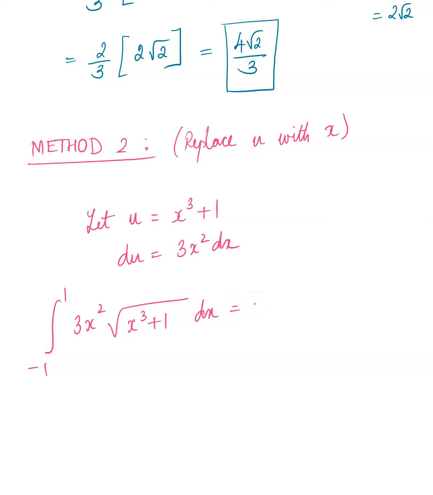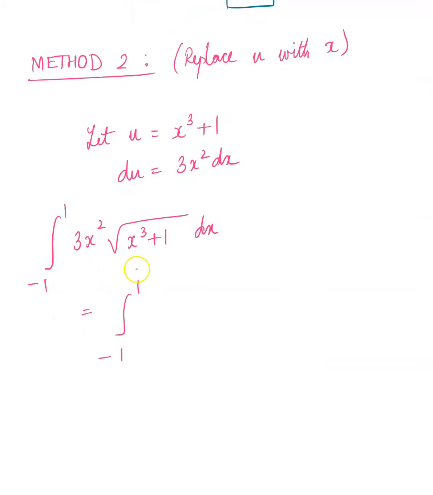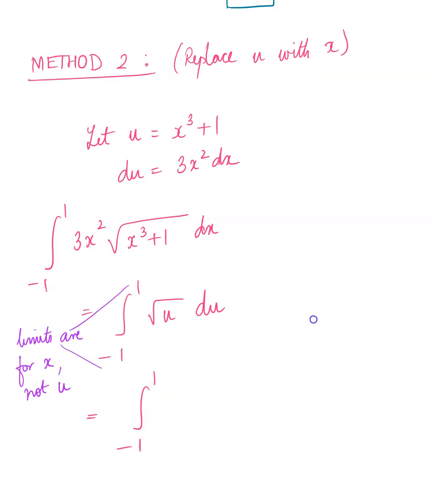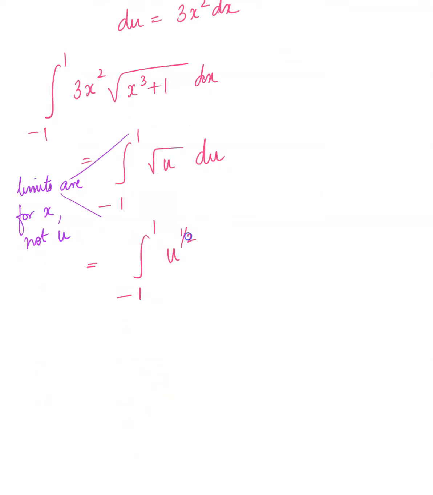Now what I'm going to do in method 2 is keep the limit from negative 1 to 1. I will be changing all of these to u. Let's quickly remind ourselves: limits are for x, not u. So even though you have the u in the problem, you're being extra cautious to understand that you're not supposed to apply these limits until you have replaced or back substituted for u.